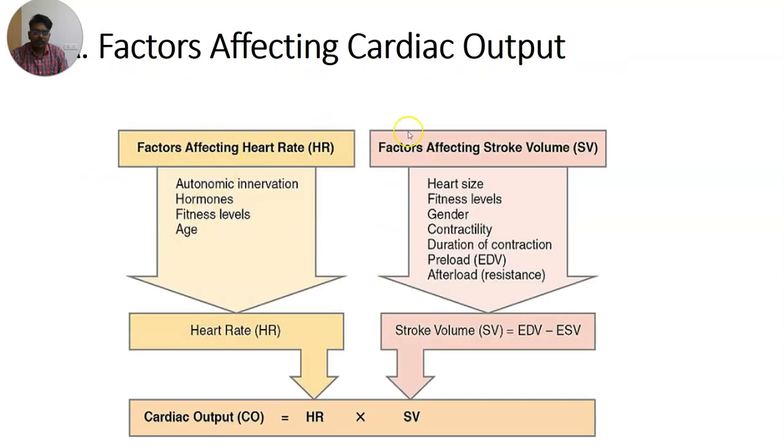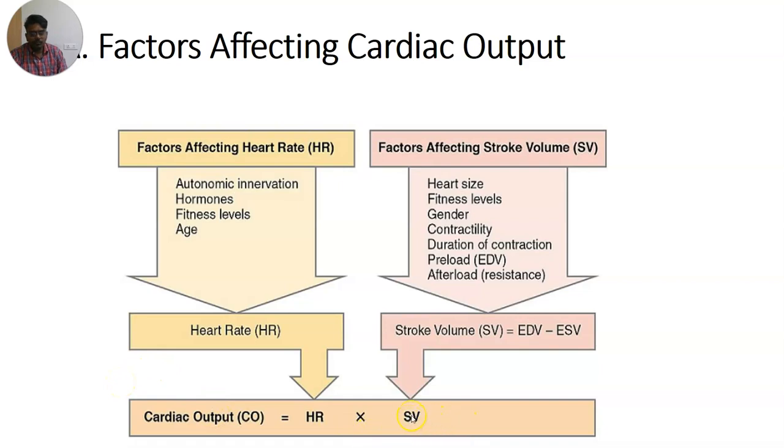Now this is the simplified diagram you can see. First is the factors affecting cardiac output. We know that cardiac output is equal to the product of stroke volume and heart rate. So the factors which affect the stroke volume and the factors which affect the heart rate will ultimately affect the cardiac output, and ultimately the values of blood pressure.